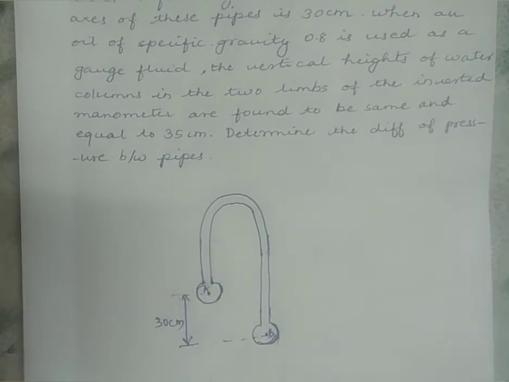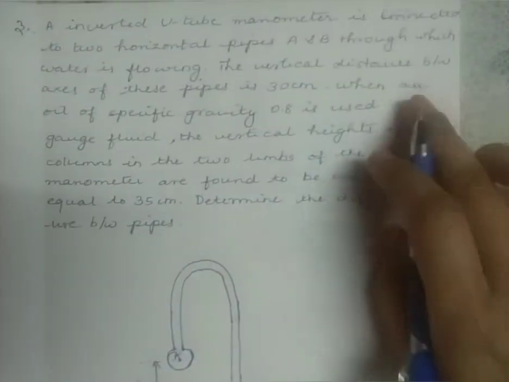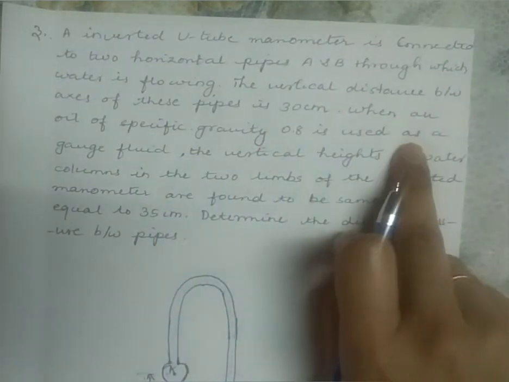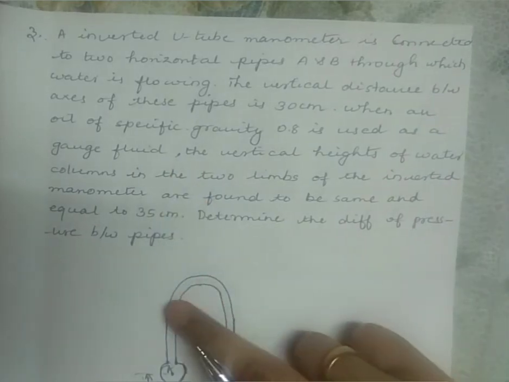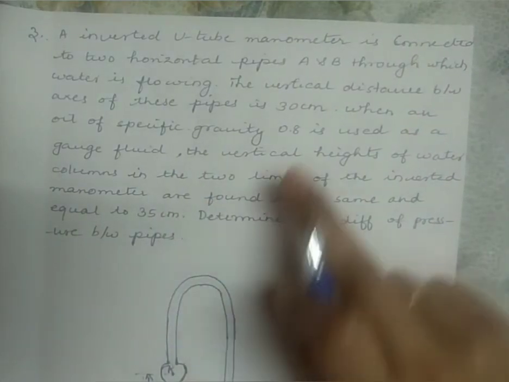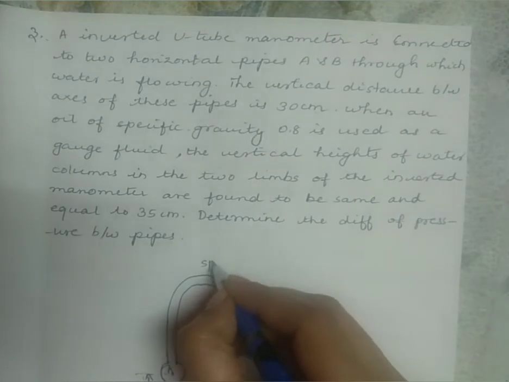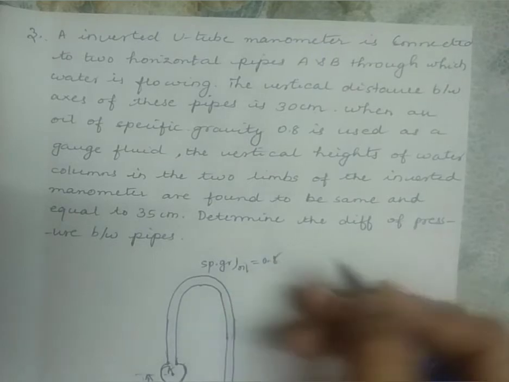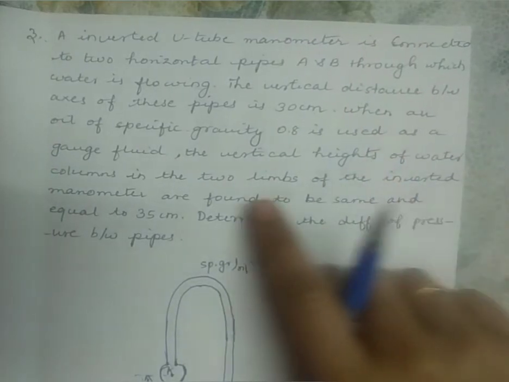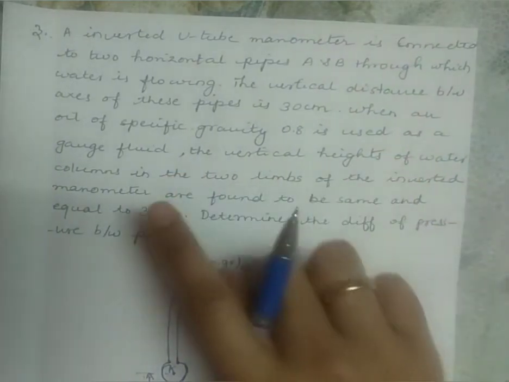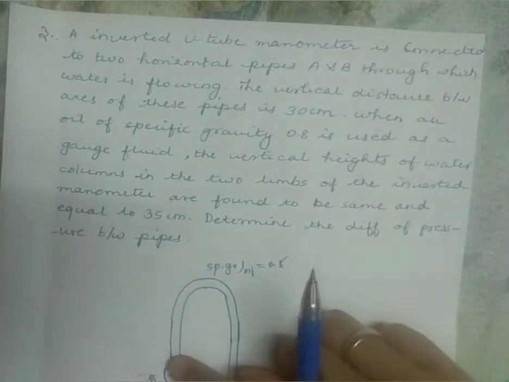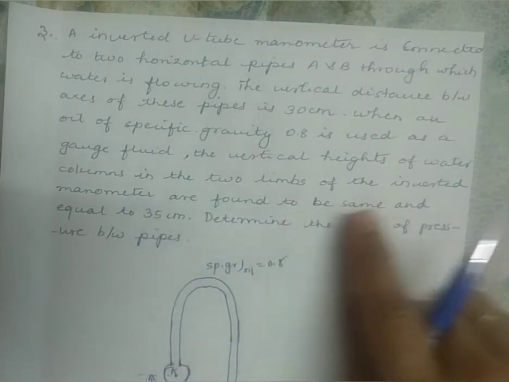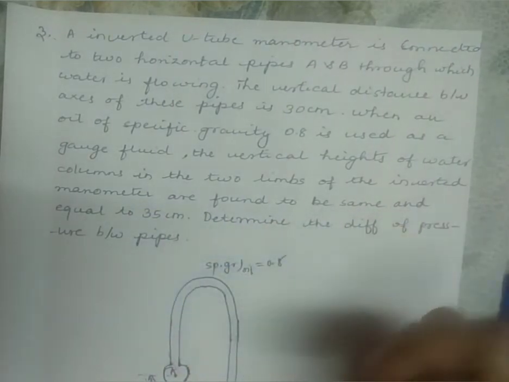So one is clear. And what is the second data? When an oil of specific gravity 0.8 is used as a gauge fluid. So the gauge fluid used is an oil of specific gravity 0.8. I am marking the specific gravity of oil as 0.8, used as the gauge fluid. The vertical heights of the water columns in the two limbs of the inverted manometer are found to be the same and equal to 35 centimeters.